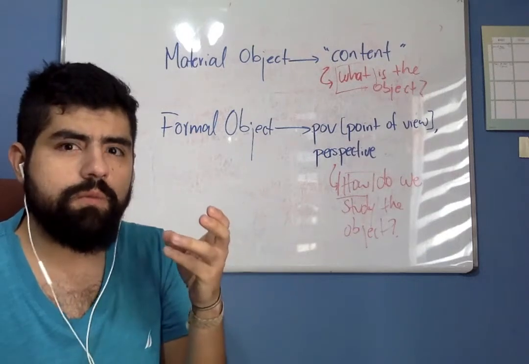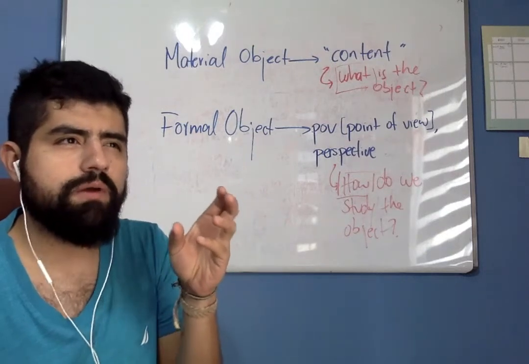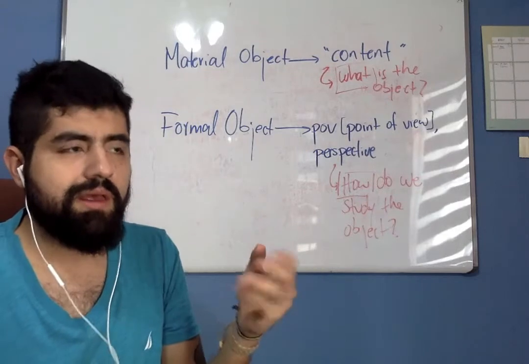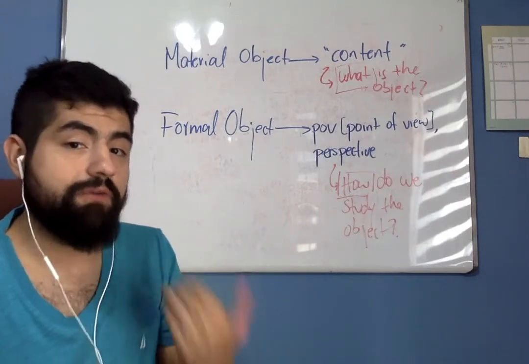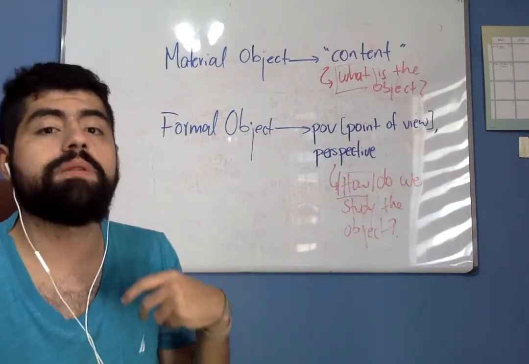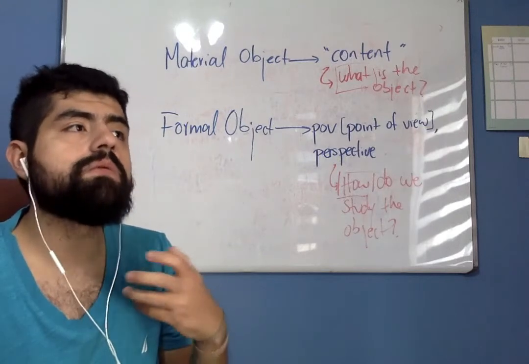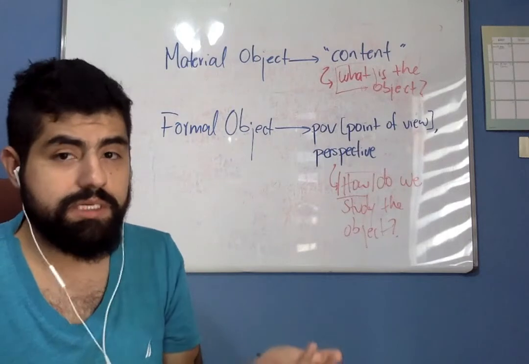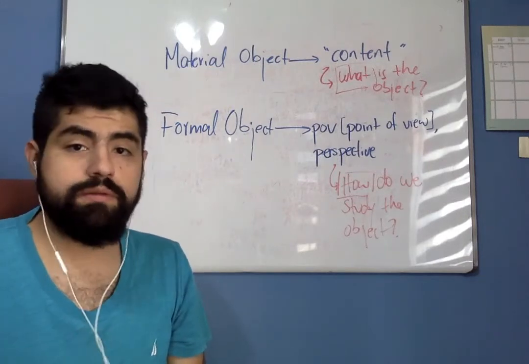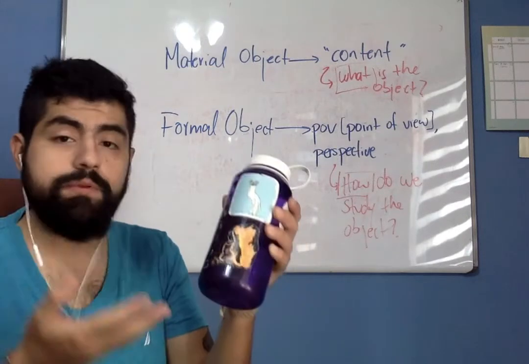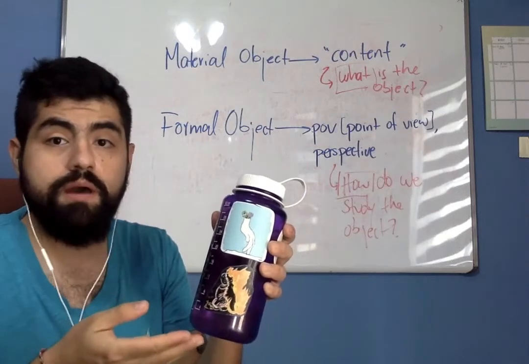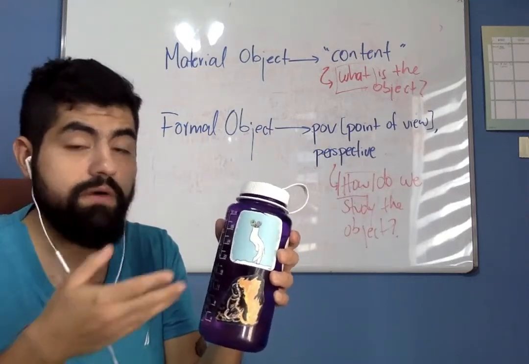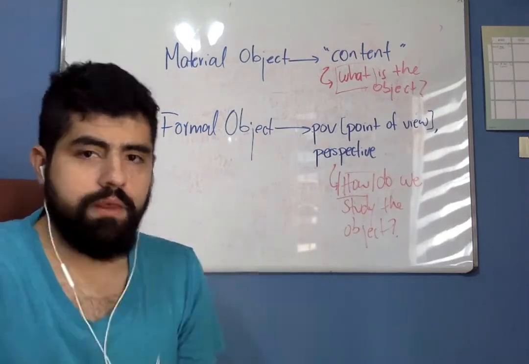So basically, we have the material object that is the content, and we can identify it with the what. What is the object? What are we going to study? And on the other hand, we have the formal object that can be identified with the how. How do we, or how shall we, study that object? In other words, that can be explained with a simple bottle of water. The content is water, and the water is going to have the shape of the bottle that is containing it.